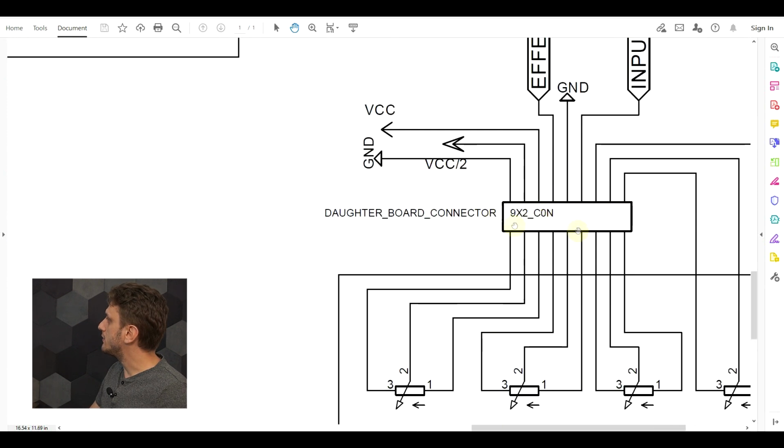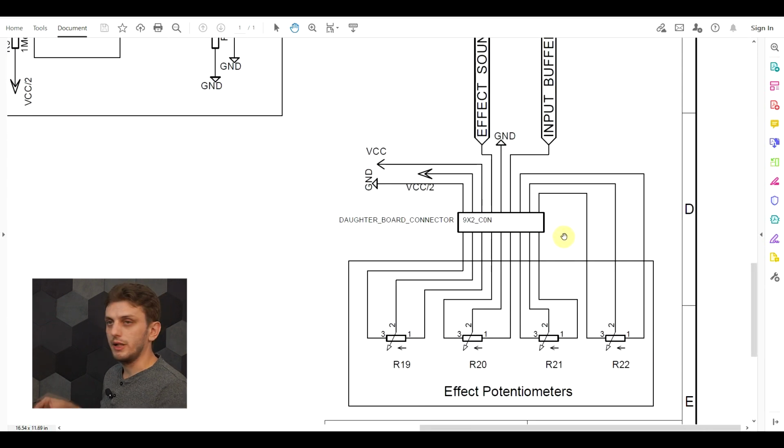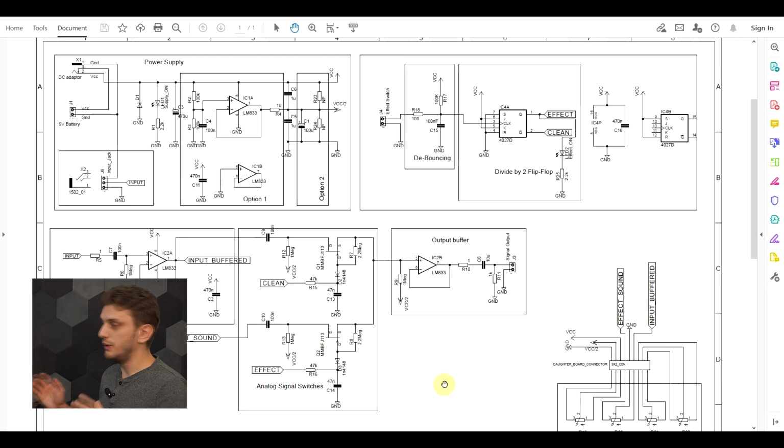And finally, I have this daughter board connector, which will be a 2-row connector with 9 pins per row, so 18 pins in total. And this is what I'll be using to connect my effect boards to my main motherboard. So basically, to get an effect built, I will only have to build this part a single time, and then the actual effect will come on a small little board that is connected to this thing. And next time I'll actually start building it to see if it really works.